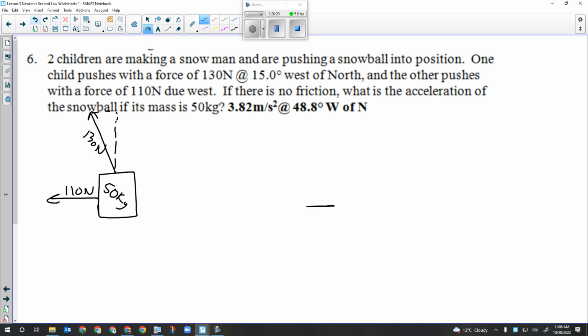So I'm going to have my 110 newtons due west, and then this will be y, this will be x, this is 15 degrees, and this is 130 newtons, which means my net force goes like this. And holy smoke, is my scale ever good. This is really close to what it should be.